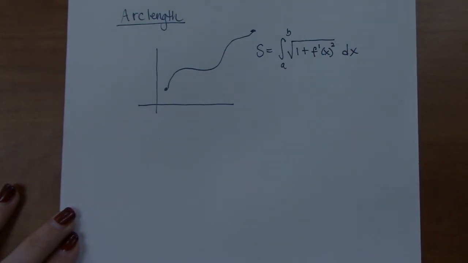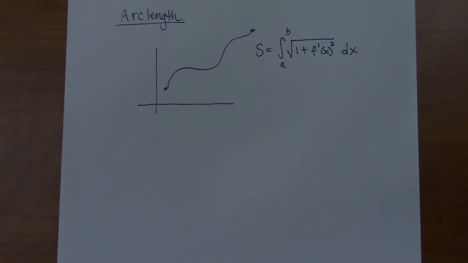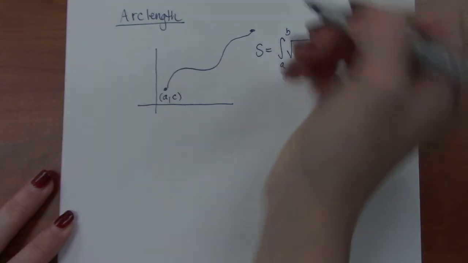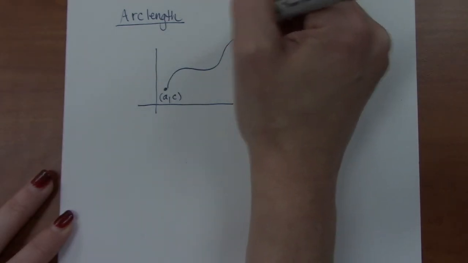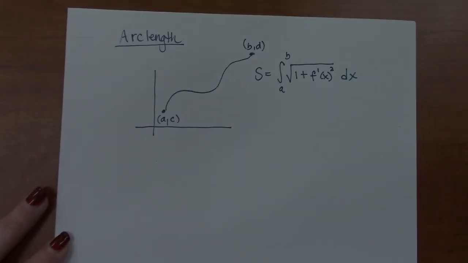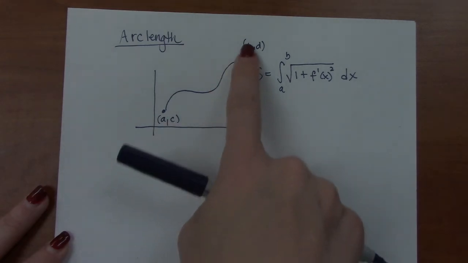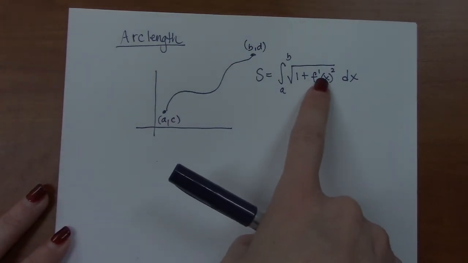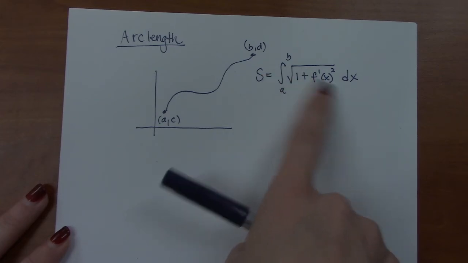And I derived this formula for you on the video, so I'm not going to run through the proof now. But what we do is we say, well, if we want to do it in variable x, we use the x endpoints, right? So this is point, I'm going to call it AC, and this is point BD. Because I'm working in x, I'm only grabbing the x values of the start and end point. And we take the derivative of the function, square it, add a 1, and we integrate.